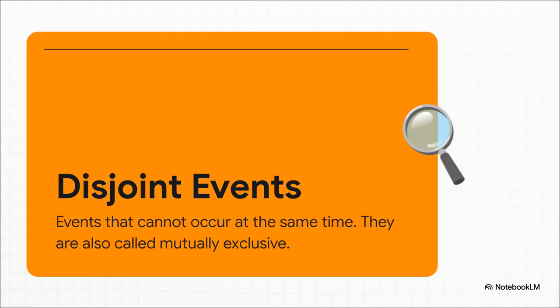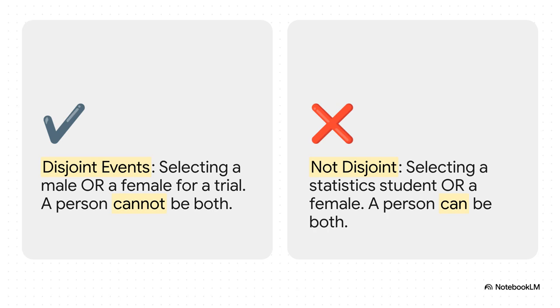And to really get why we sometimes have to subtract that overlap, we need to talk about something called disjoint events. You might also hear them called mutually exclusive. It just means two events that absolutely cannot happen at the same time. There's zero overlap. And this slide is a perfect illustration. Look at the left, selecting a male or a female for a trial. Those are disjoint events, right? A person can't be both. But now look at the right, selecting a statistics student or a female. Well, can you be both of those things at the same time? Absolutely. So those events are not disjoint, and that's the kind of overlap our formula has to account for.